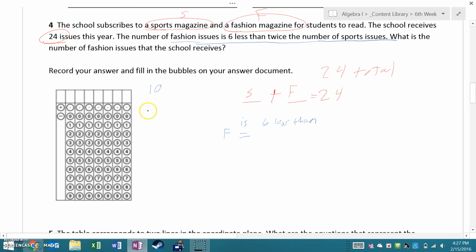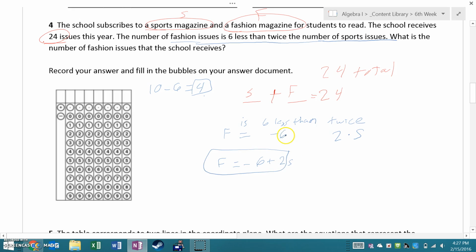If I take the number 10 and I ask for 6 less than 10, you would take the number 10 and subtract 6, and that would give you 4. 4 is 6 less than 10. So really what this is meaning is you're subtracting 6. So the number of fashion issues is 6 less than, subtracting 6, twice the number, twice being multiplying by 2, 2 times the number of sports issues. So all of this together, we have the number of fashion is 6 less than twice the number of sports.